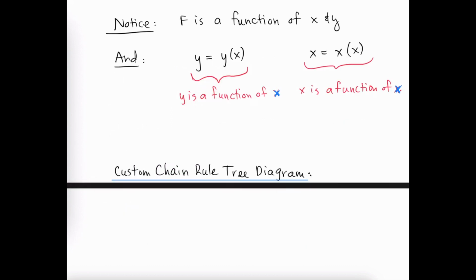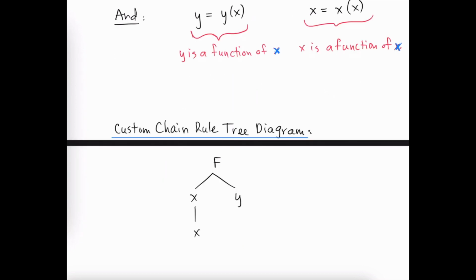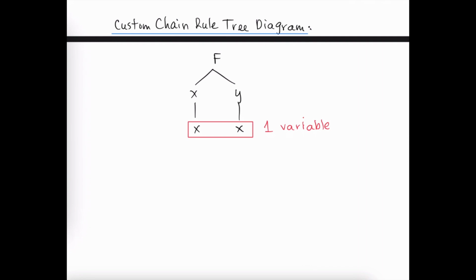This is actually going to help us out in our custom chain rule tree diagram, where we start at the top with capital F, and we say that F is a function of x and y, where x is a function of x and y is a function of x. So ultimately, F depends only on this one variable, x, which means that we can calculate a straight d derivative dF dx. This tree diagram is going to help us to determine our custom chain rule.